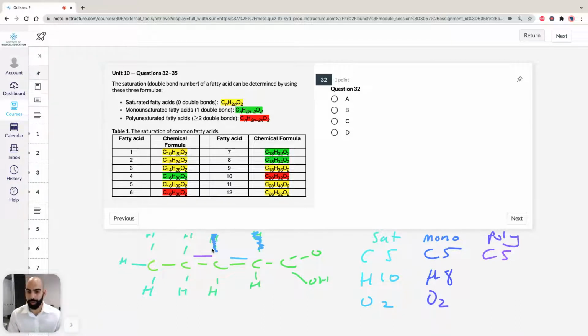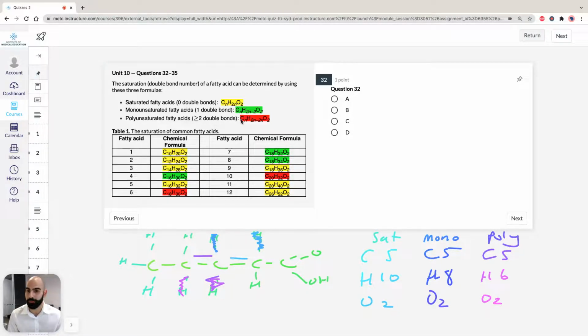That means we have to remove some hydrogens here, remove this one, and let's remove this one. So you can see now we removed another 2. The hydrogen count is now 6, and O2 is still the same. So that's what happens if we've added 2 double bonds to the system.